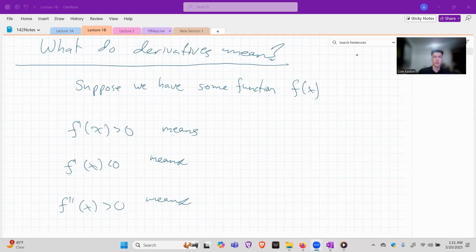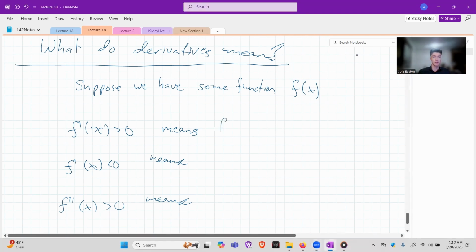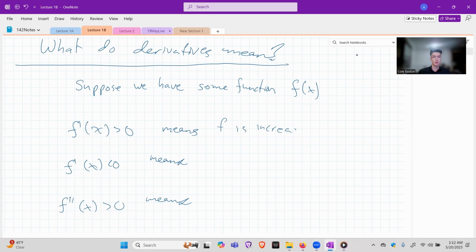Okay. And now we're just going to talk about what derivatives mean. So remember that when a derivative is positive, it means that the function is increasing. And that should make sense, right? Because the whole point of derivatives is that the derivative is the slope of the tangent line. And if you have a positive slope, that means that you have an increasing function. So if f prime of x is less than 0, that means that f is decreasing.